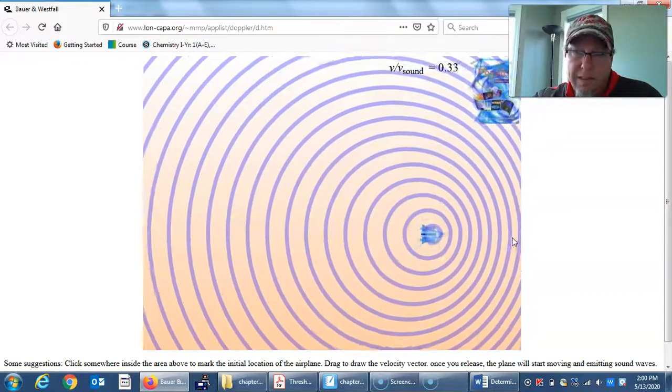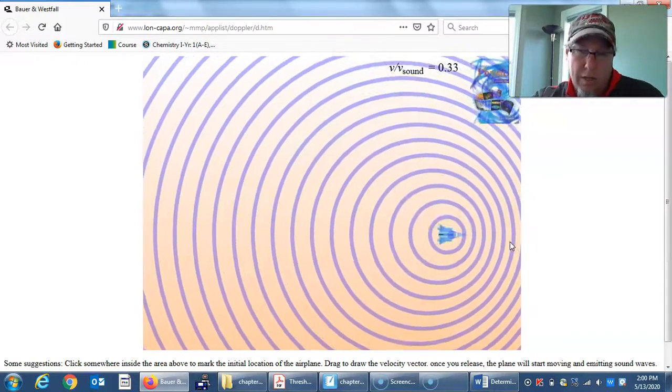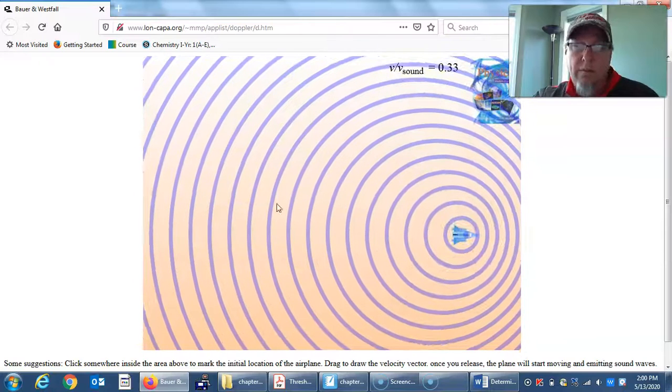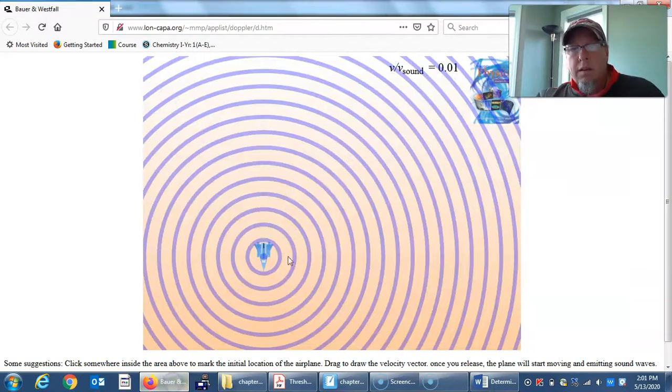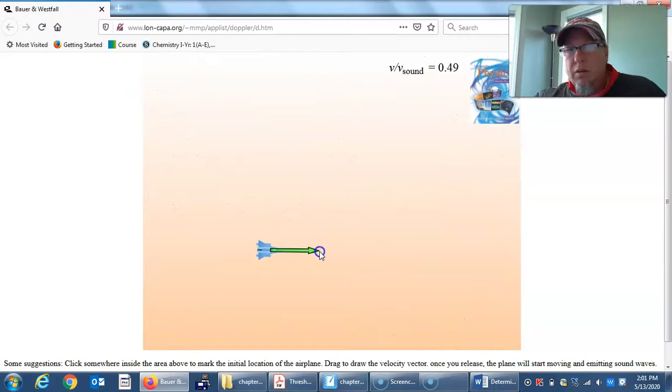So somebody on this side of the airplane would hear a higher pitch, because the wavelength is shorter, and somebody on this side of the plane would hear a lower pitch, because the wavelengths are longer. Let me make the plane go a little bit faster this time.